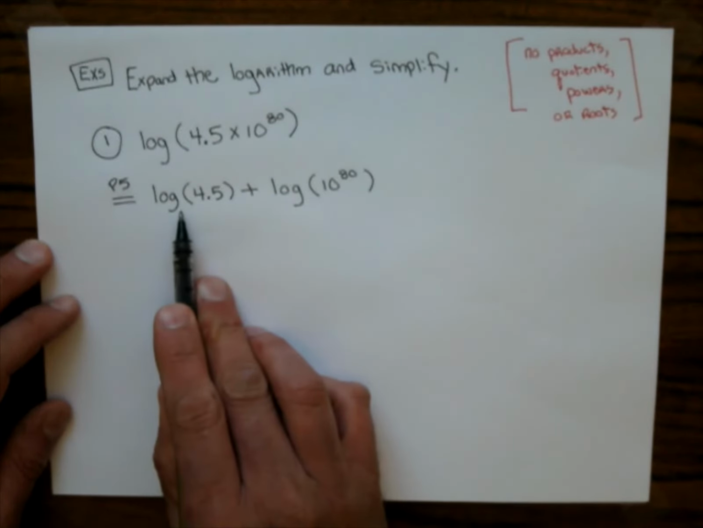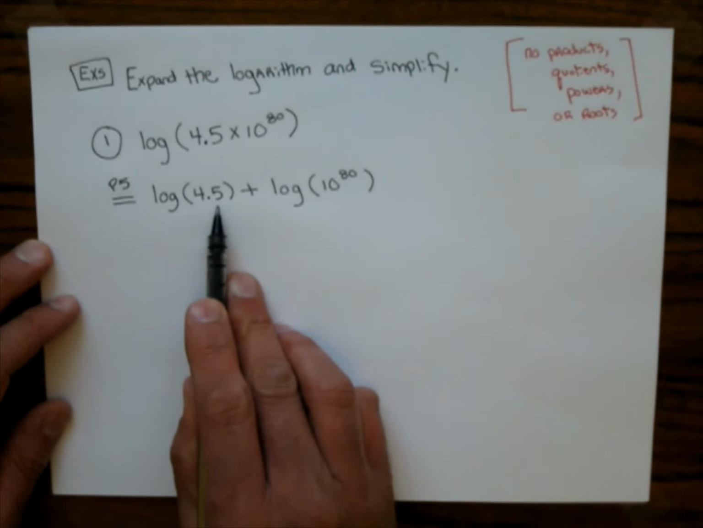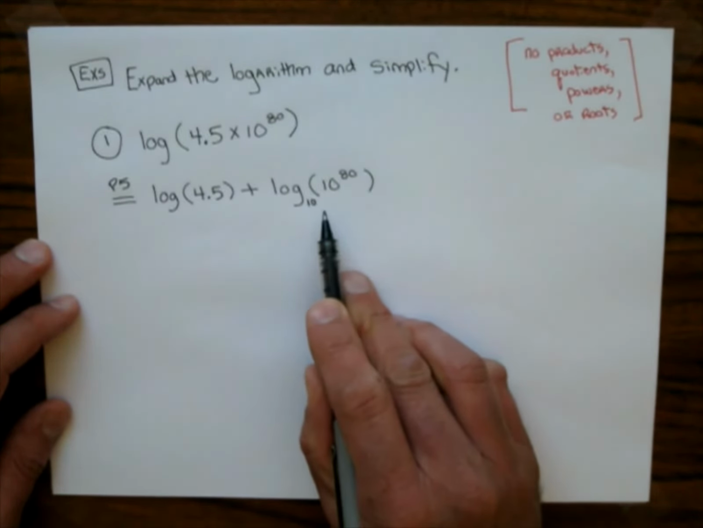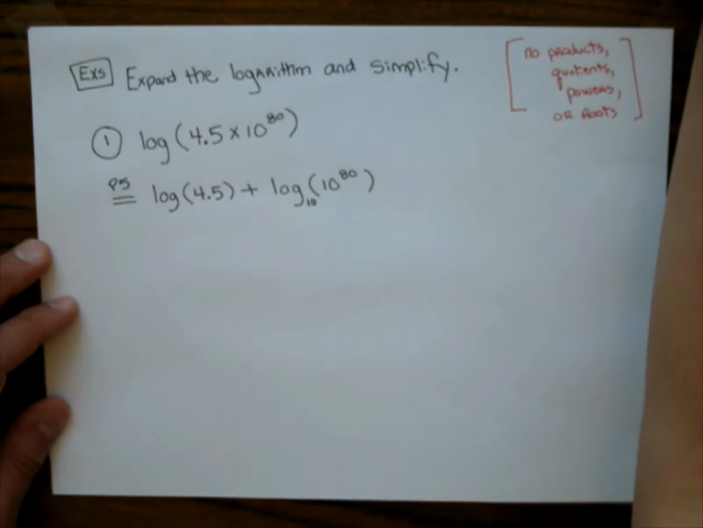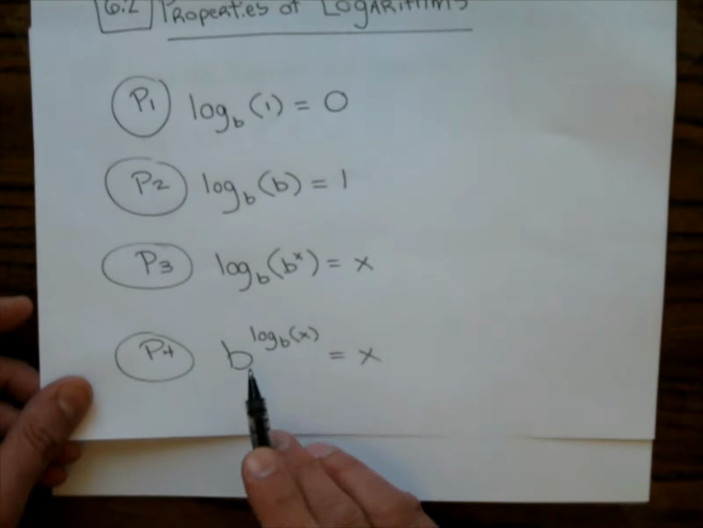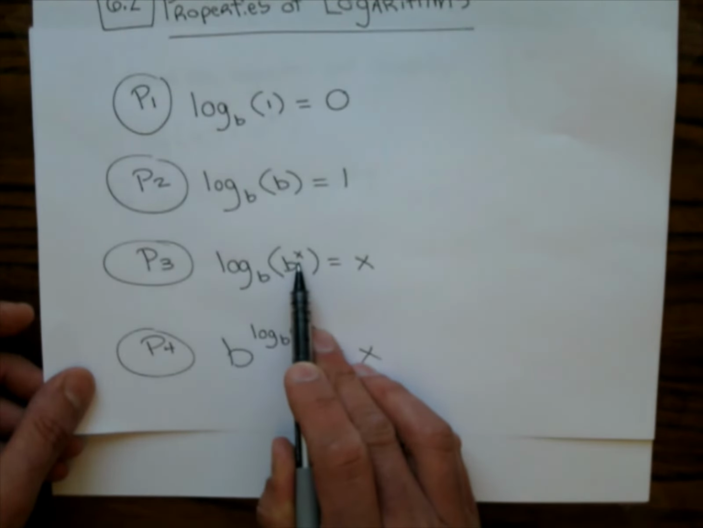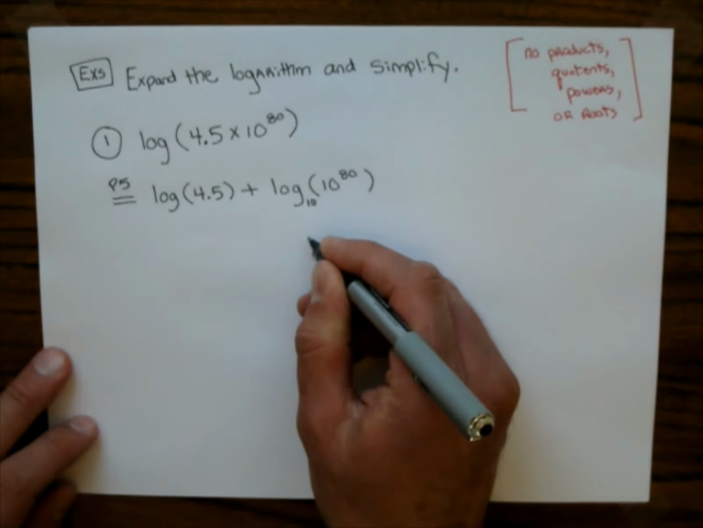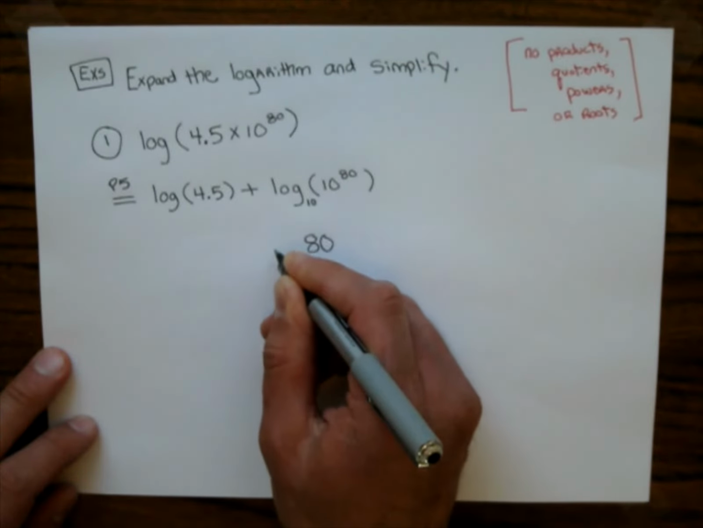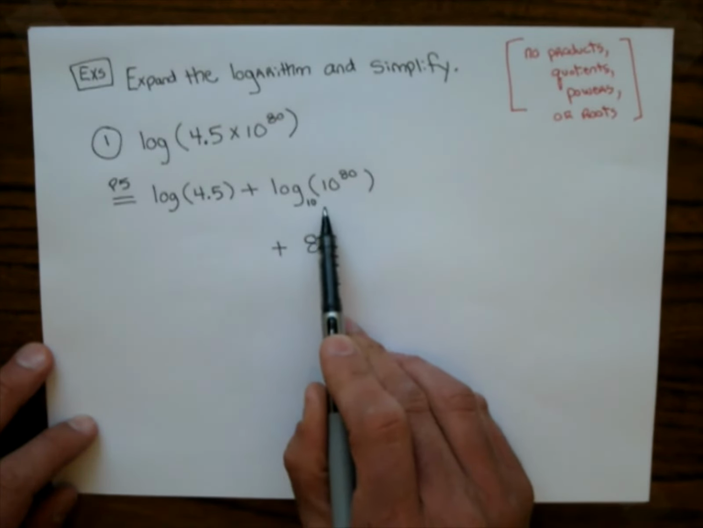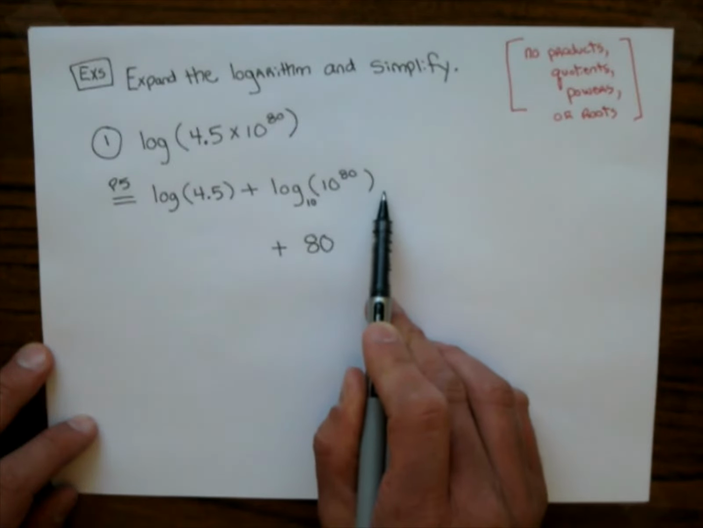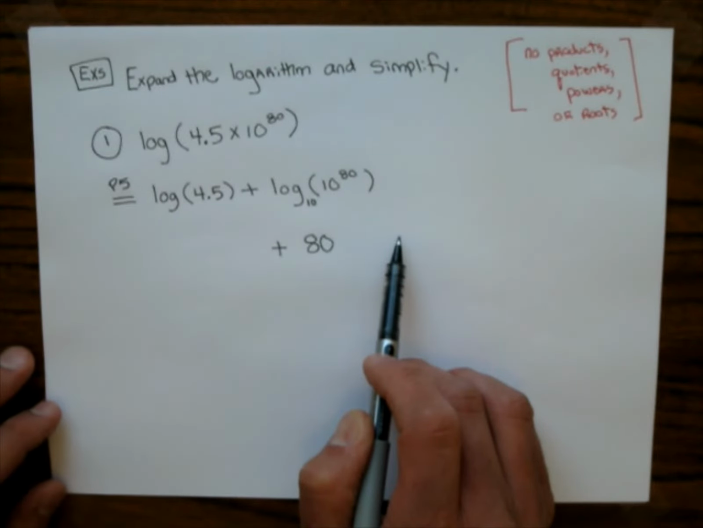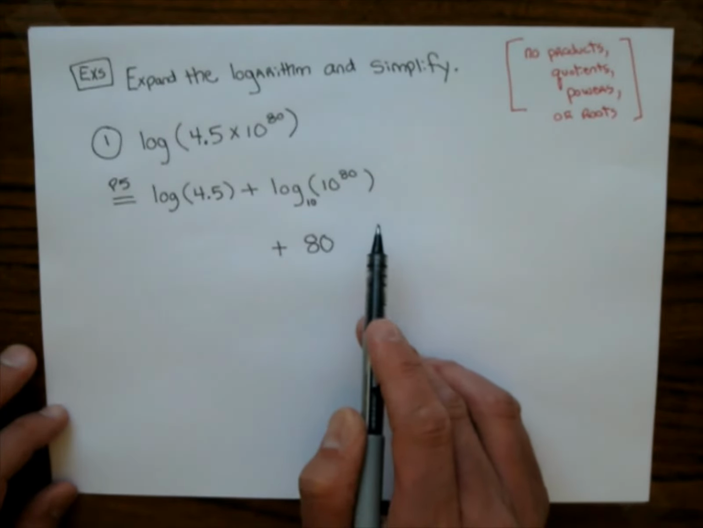And really, there's nothing we can do here. This is log base 10 of 4.5. But over here, we have log base 10 of 10 to the 80th. Now, remember this property here, log base b of b to the x is x. Log base 10 of 10 to the 80 is 80. Now, if you forgot that property, you can set this thing equal to some variable like w, change to exponential form and solve that type 1 exponential equation like we talked about in 6.1.